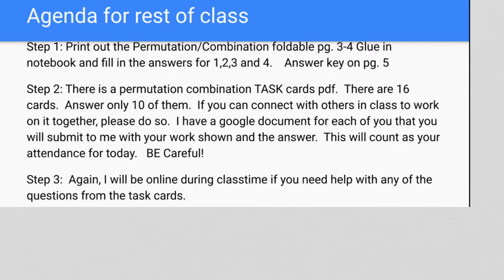The one thing that you definitely need to do by the end of the day is doing that task card PDF activity. So if you open up that PDF, there are 16 cards. All I need you to do is answer only 10 of them. So if you want to connect with others in class to work on it, you can. I have attached a Google document for each of you that you will submit to me with your work shown and the answer of the 10 that you chose. And this will count as your attendance for today.